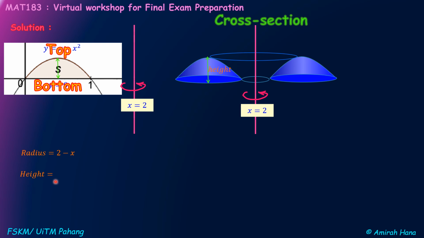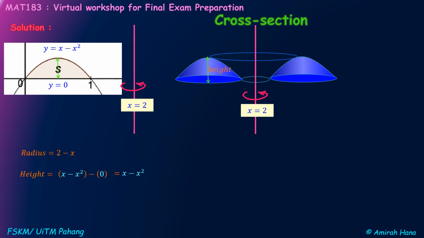Okay, so we can write top equals to x minus x squared. And then minus our bottom equals to 0. Okay, the subject must be y. Okay, so that we can subtract. Okay. Both equations must be in y. Okay. Then we simplify, so we get height equals to x minus x squared. Alright.